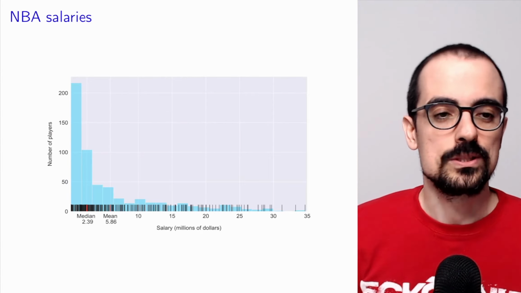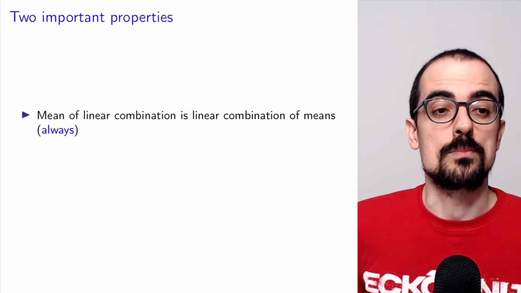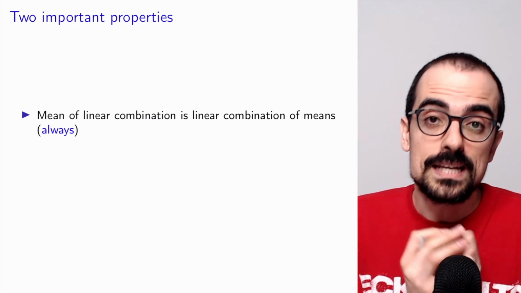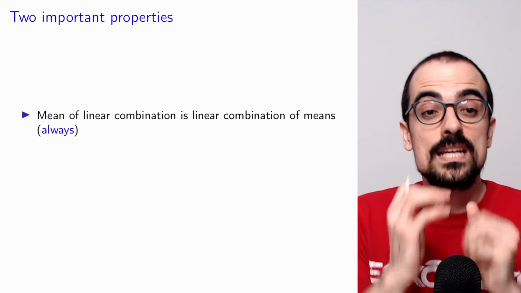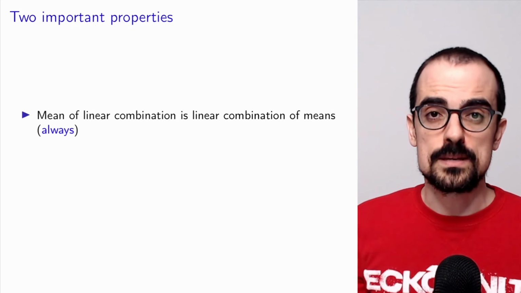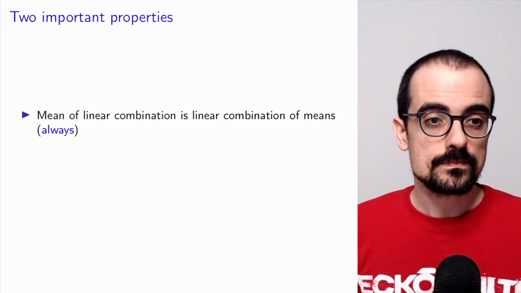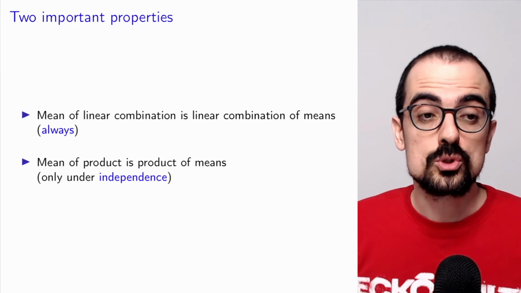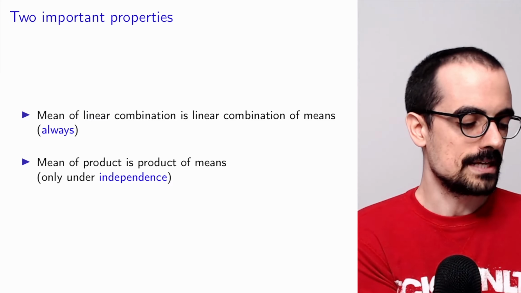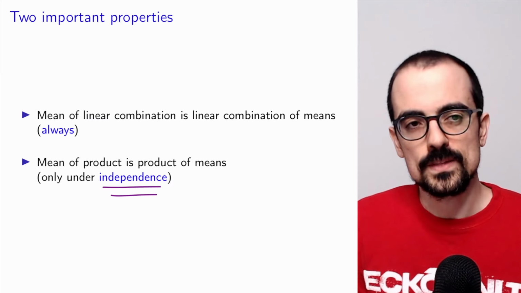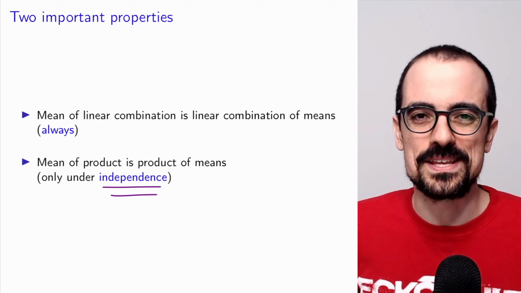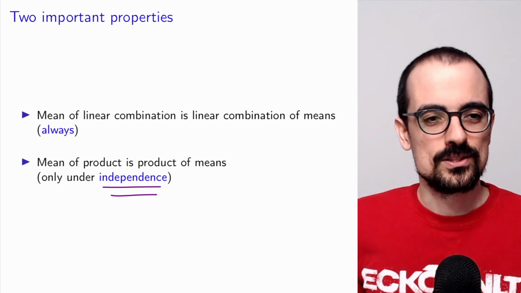The mean of a random variable has two very important properties. The mean of a linear combination of random variables is equal to the linear combination of the means of those random variables. This is called linearity of expectation. We use it all over the place, and it always holds. It's also true that the mean of the product of random variables is equal to the product of the means, but this only holds under independence. Otherwise, it will not hold. You will have to go to the specific video on the properties of the mean to see a proof of this and some examples.